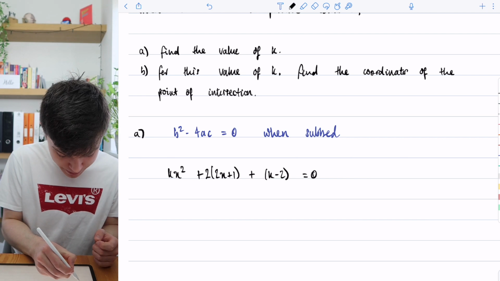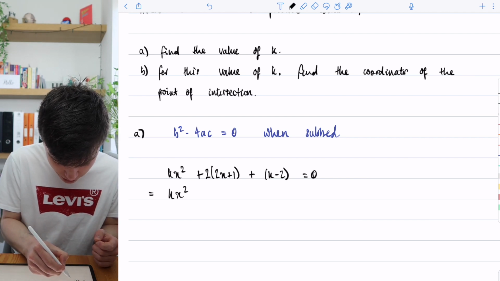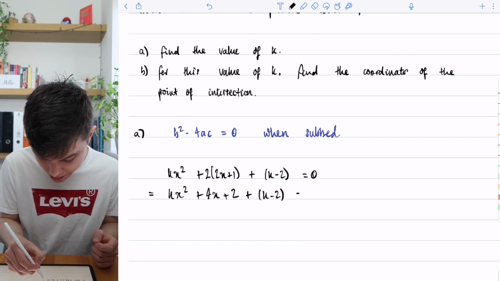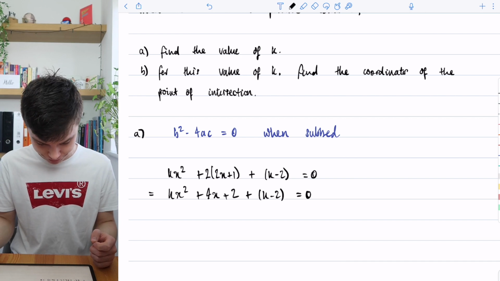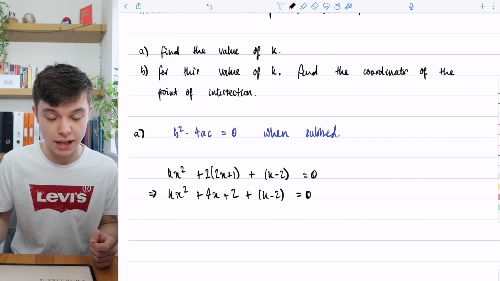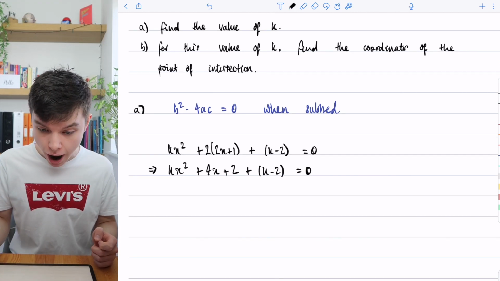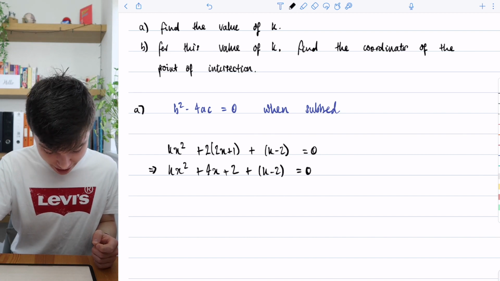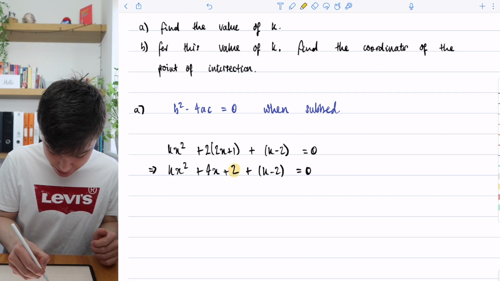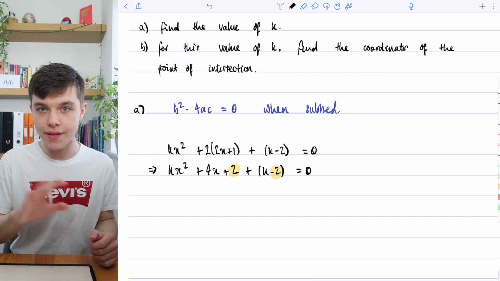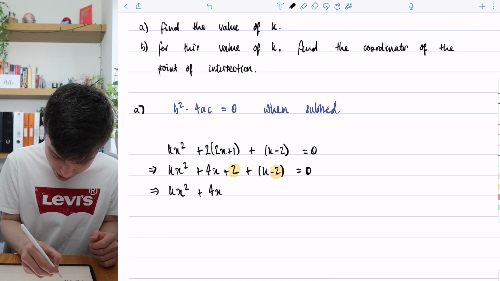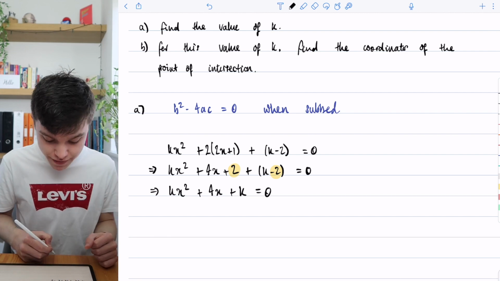Then I'm going to expand, so that's equal to kx squared plus 4x plus 2 plus, and I'm still going to keep the brackets there, k minus 2. I'm going to change that to an arrow because I don't want two equals signs on the same line. Now I'm going to group everything together, and we can see a little cancellation here. If we look at this 2 and that minus 2, I can group them together and they will cancel away, so they will be equal to 0, and I'll end up with that as my final quadratic.